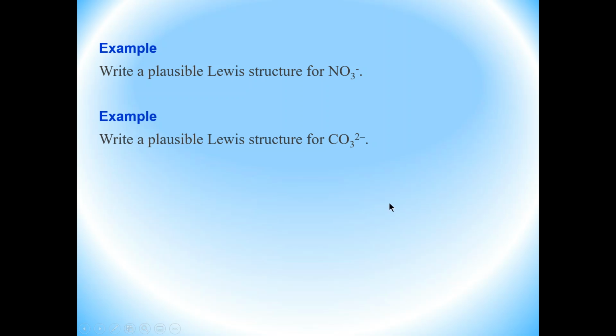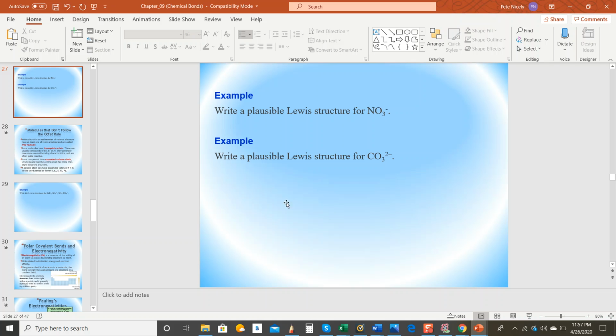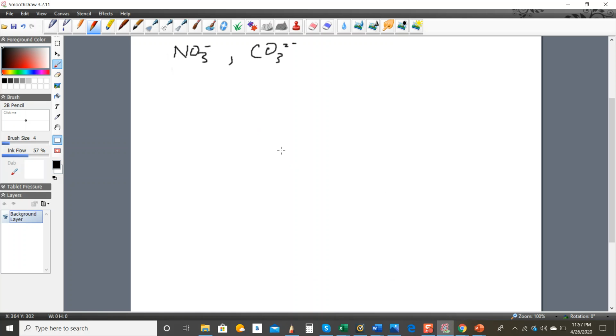So basically these questions are very simple. First, write a plausible Lewis structure for the nitrate ion and do something similar for the carbonate ion. So what I'm going to do is go to my whiteboard here and start off with the nitrate ion.